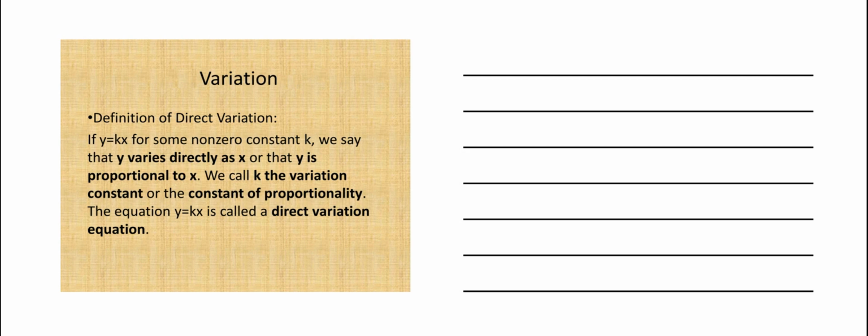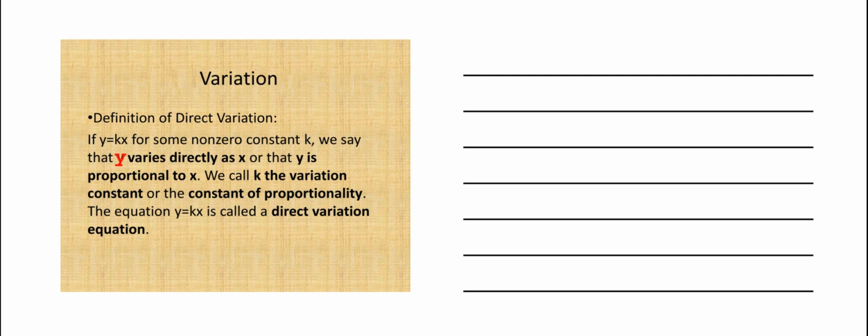Variation. Definition of direct variation. If y equals k times x for some non-zero constant k, we say that y varies directly as x, or that y is proportional to x. We call k the variation constant or the constant of proportionality. The equation y equals kx is called a direct variation equation. Once again, this is variation, and keep in mind it's a direct variation equation.